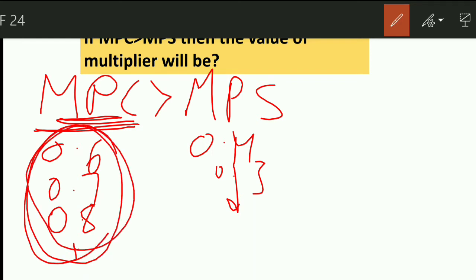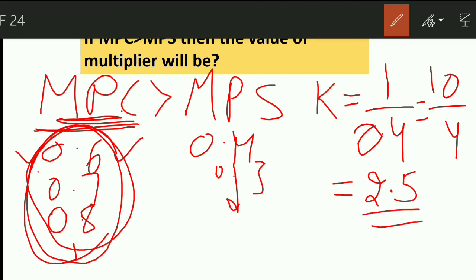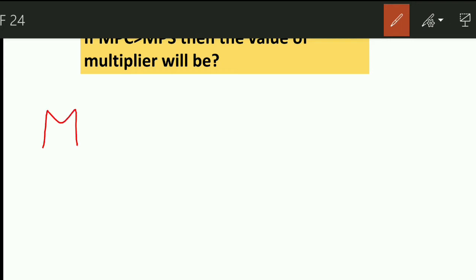So now if you try to find the value of multiplier in this situation where MPC is greater than MPS, let's do it practically. Multiplier is 1 upon 1 minus MPC, so it will be 1 upon 1 minus 0.6, so it will be 1 upon 0.4, and the value will be 10 upon 4, which is equal to 2.5. After that, in the second case, you will find that the value is also greater than 2. In the third case also the value is greater than 2.